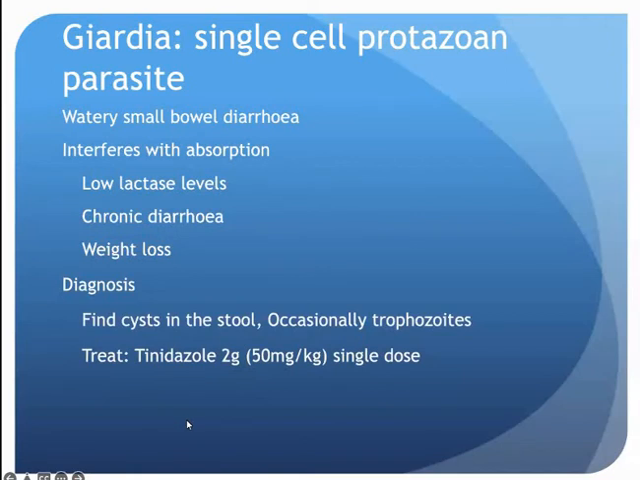I'm going to shift and talk about the third group of infectious pathogens that can cause diarrhea. An example of this, of parasites, is Giardia, which is a single-cell protozoan parasite. It causes watery small bowel diarrhea. It interferes with absorption. It causes low lactase levels and chronic diarrhea. So if you have persistent diarrhea, this is one to look at. And it causes weight loss and bloating. You'd look in the stool, you'd find cysts, and occasionally you'd find trophozoites.